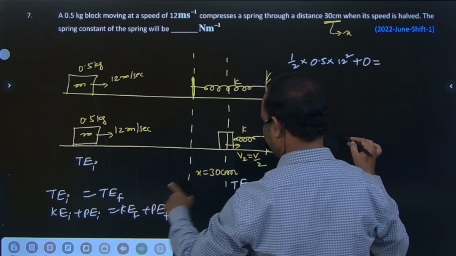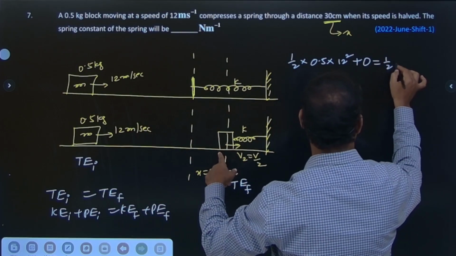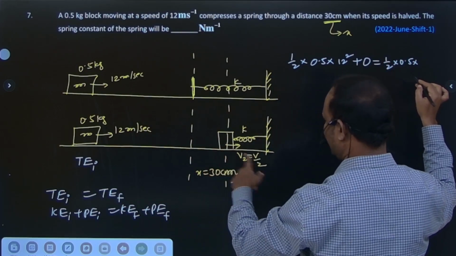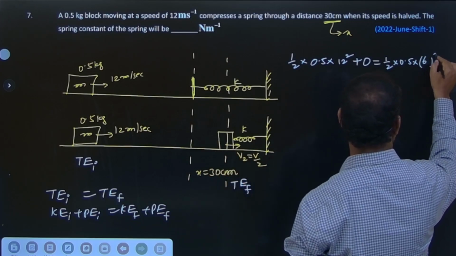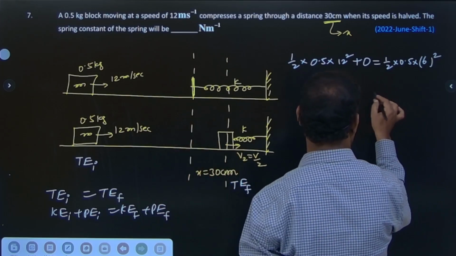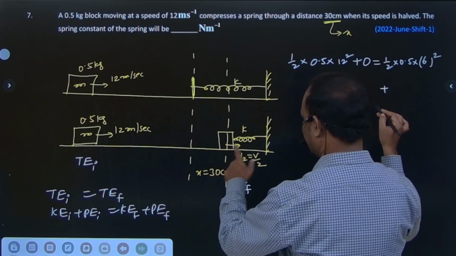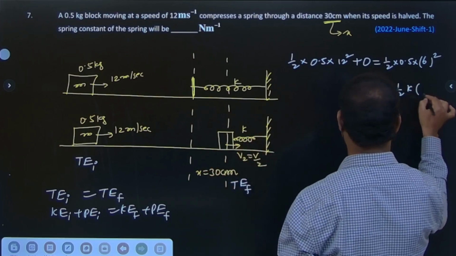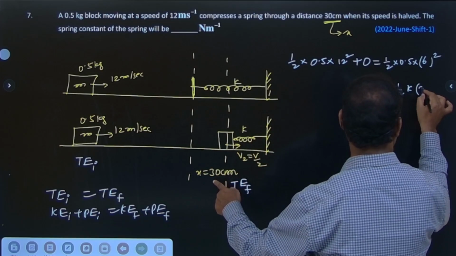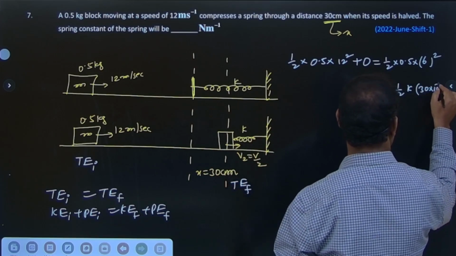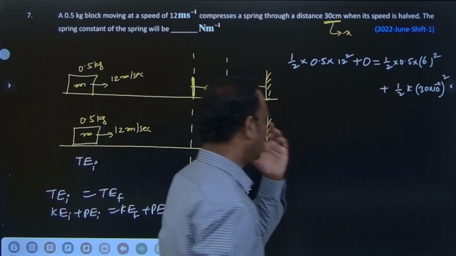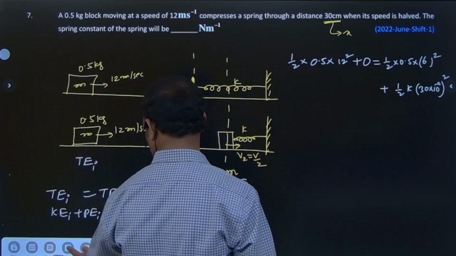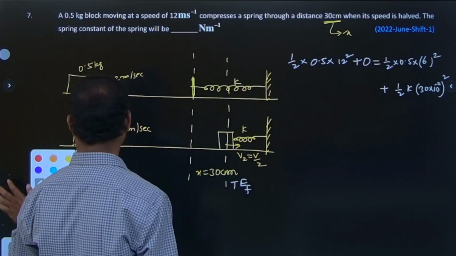Next, kinetic energy is half m, where m is 0.5, and v becomes v by 2, which means 6 square, plus no potential energy due to gravity. Potential energy due to spring is half k x square. What is x here? 30 into 10 power minus 2, squared. Now we can find the value of k. You can go for the calculation.